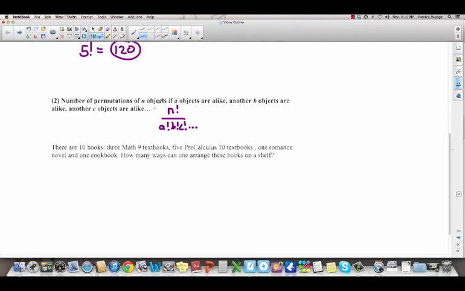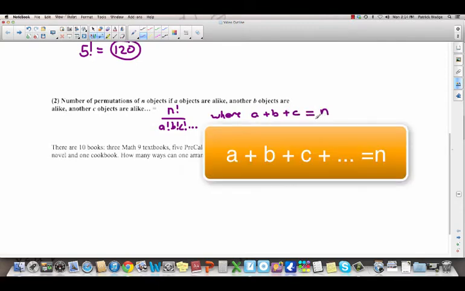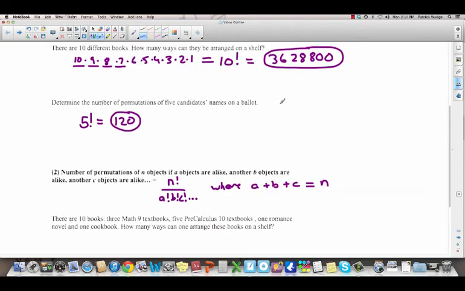The number of permutations of n objects, if a objects are alike, another b objects are alike, and another c objects are alike, is n factorial divided by a factorial, b factorial, c factorial, ... where a plus b plus c equals n. In other words, all these together equal that one up there. This formula actually works for what we did up here.